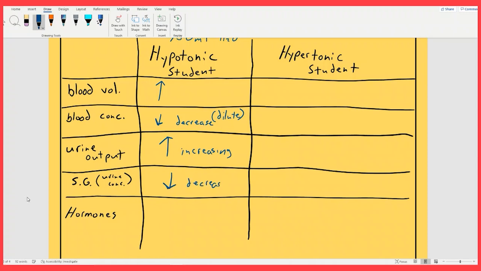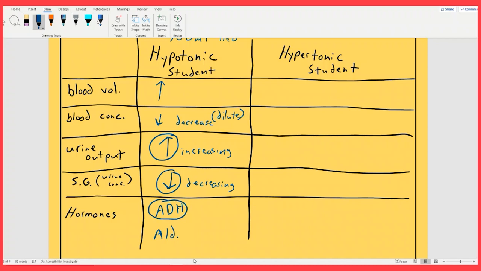So this person is producing a high volume of dilute urine, aren't they? And let's talk about the hormones. The two, remember we had two: ADH and aldosterone. Which one said, save the water? ADH.